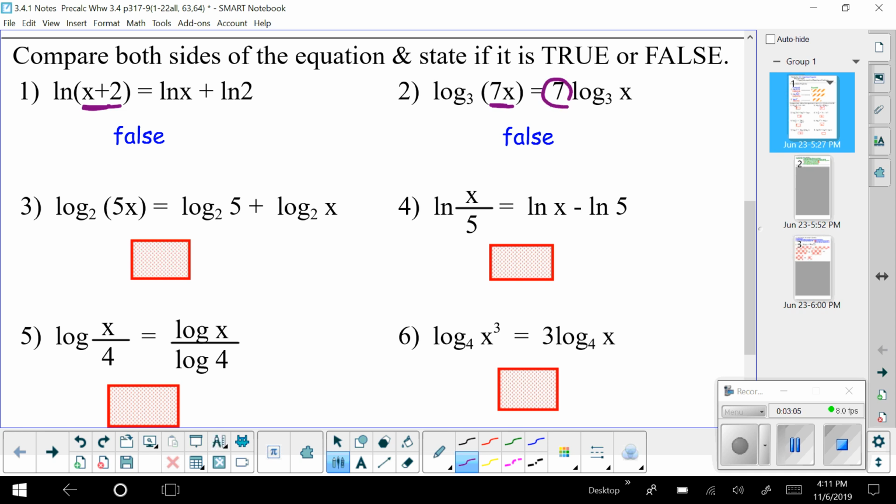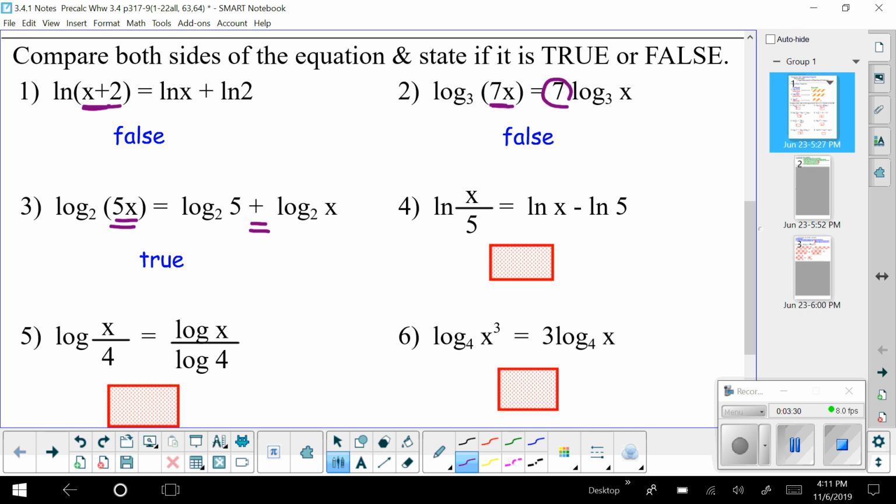All right, looking at problem number 3, we have log base 2 of the quantity 5x. That's equal to log base 2 of 5 plus log base 2 of x. True or false? That one's true because inside of our parentheses we have multiplication going on, and our expand rule says when we have multiply going on, we expand it with addition. Each piece gets the log base 2.